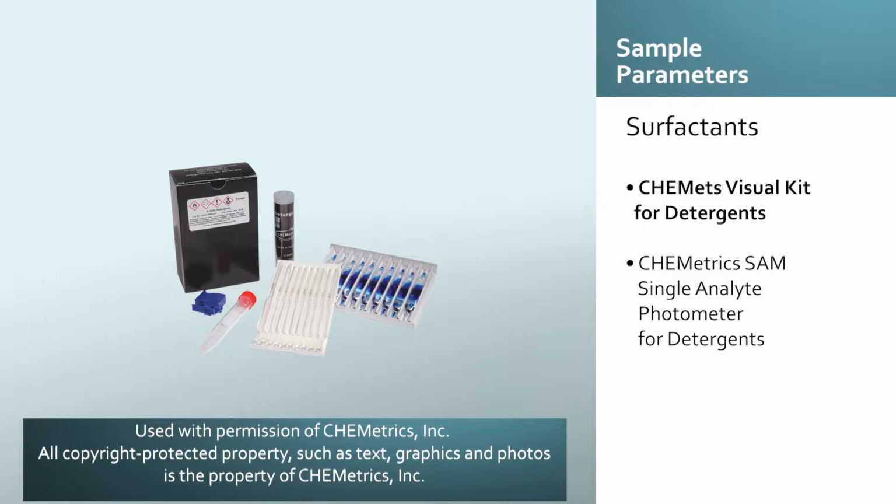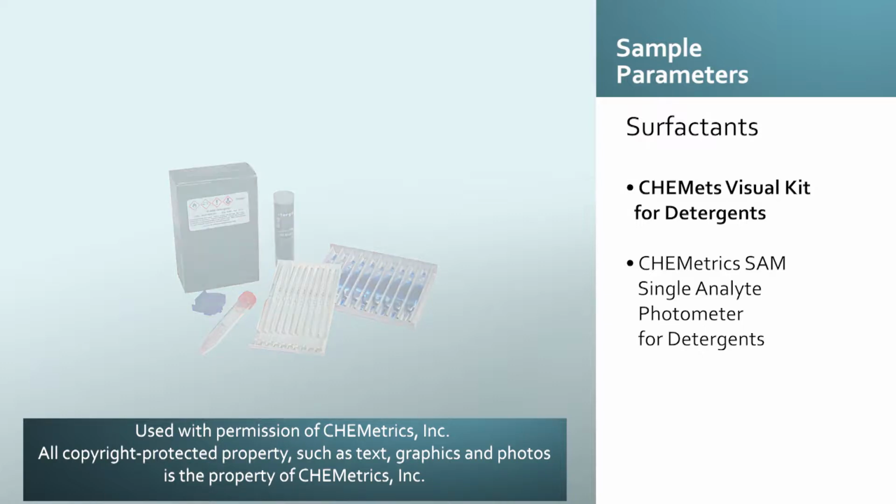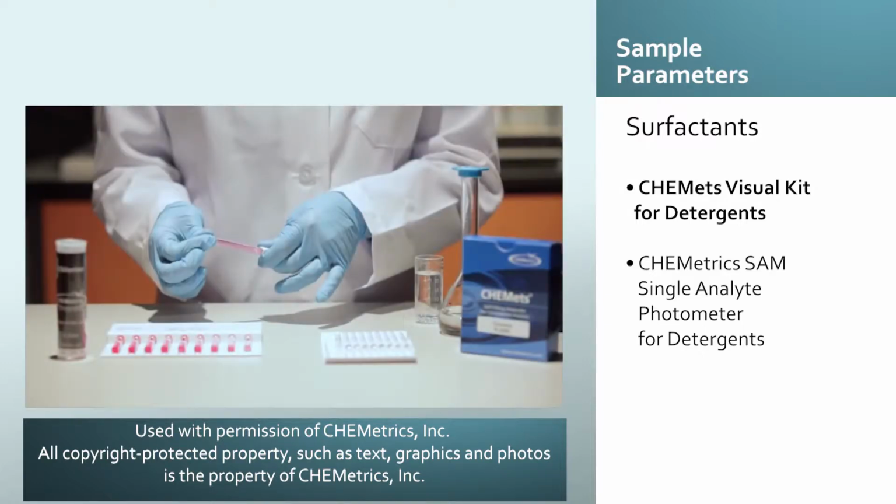The ampule is then inverted to mix the sample with the reagent, and the ampule is placed in a color comparator to determine the concentration. The reagent contains chloroform and must be disposed of properly. The following short video from the Chemetrix website demonstrates the Chemet's test procedure.